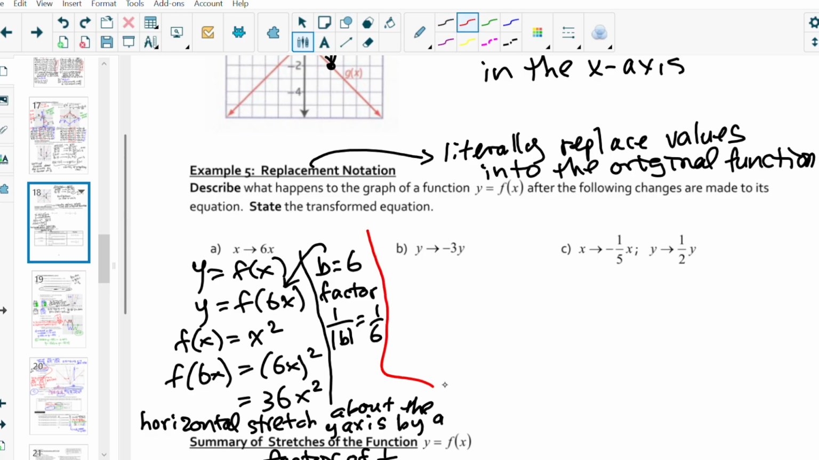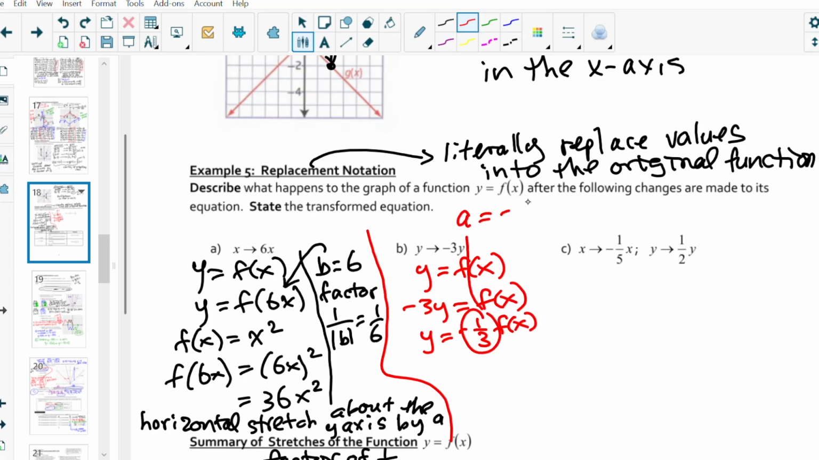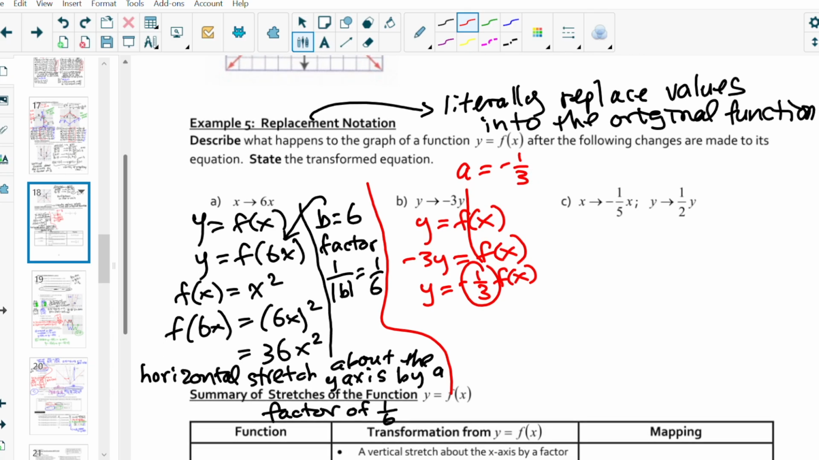Okay, next one. Y is replaced by -3y. So if I have y equals f of x, well, I do this. -3y equals f of x. Okay, and then if I divide by negative 3, I get negative 1/3 f of x. Well, that is an a value of negative 1/3.